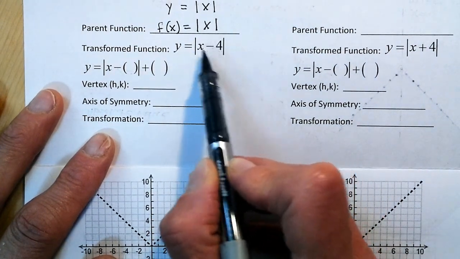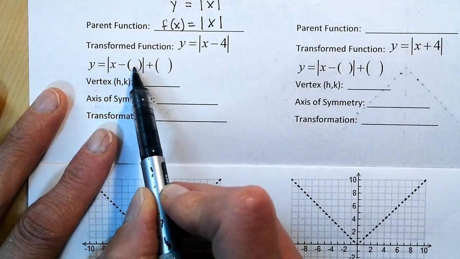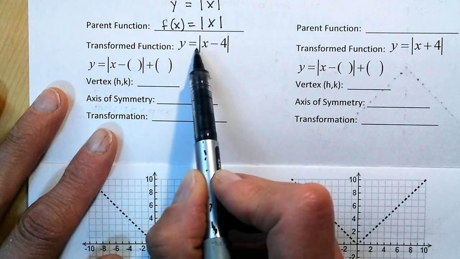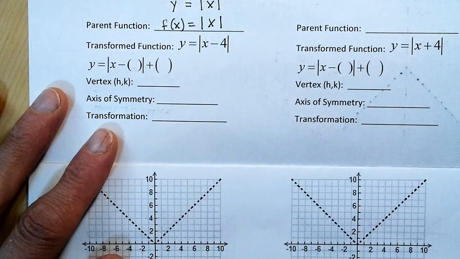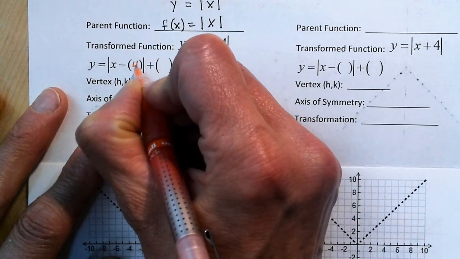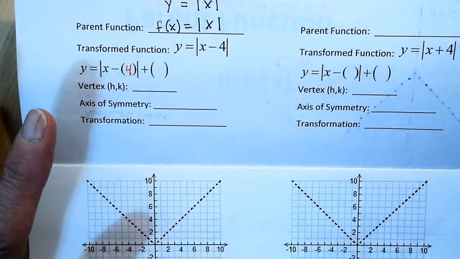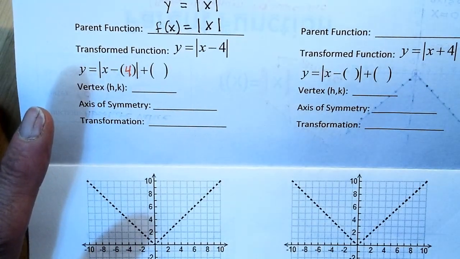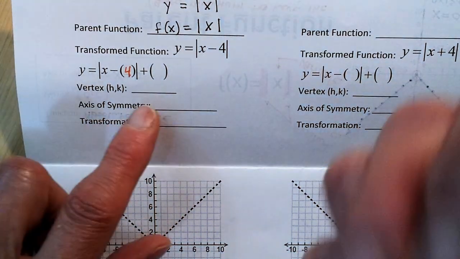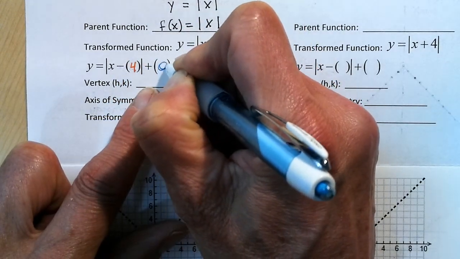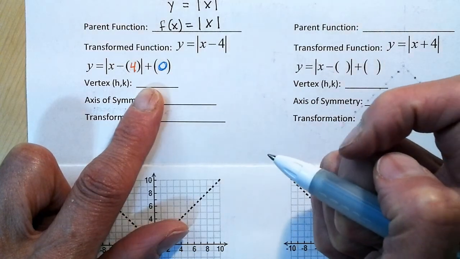Notice here, now I have a number inside the absolute value. So I'm going to look inside the absolute value here. I have an x minus 4 inside, so here I'm going to have an x minus 4. On the outside, there's nothing. So since there's nothing on the outside, I'm going to write this as a plus 0. Because there's nothing out here, 0 has no value.